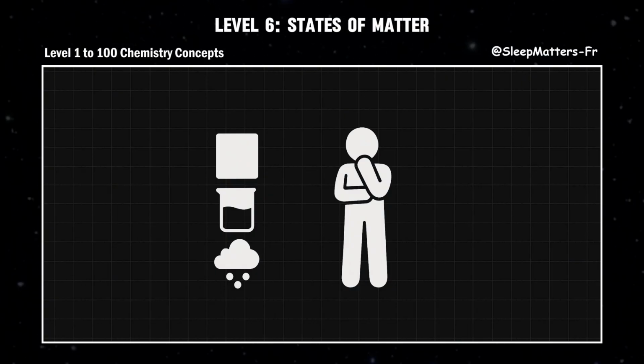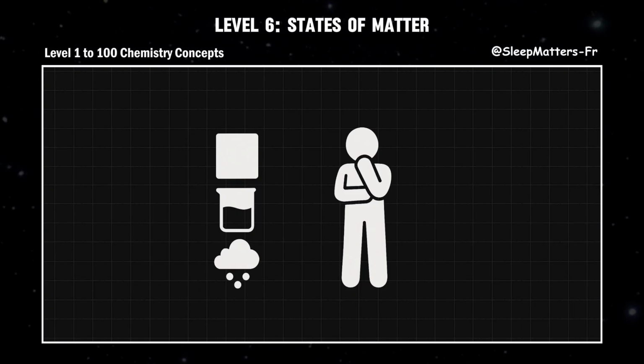Solids are the most familiar. They have a fixed shape and volume. Think of a rock, a chair, or even the screen you are watching. Their particles are tightly packed, barely moving, locked in place. But add energy, like heat, and something magical happens. The solid can melt, turning into a liquid. Now, particles move freely but are still close. Water flows. It takes the shape of its container, but it does not escape.